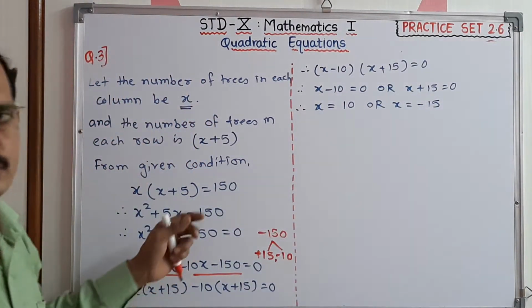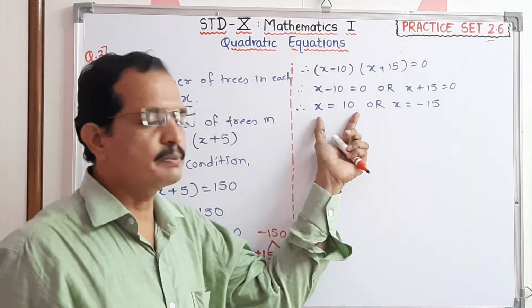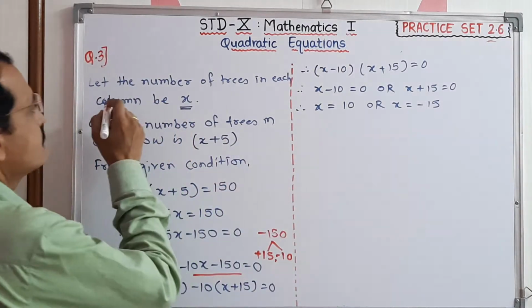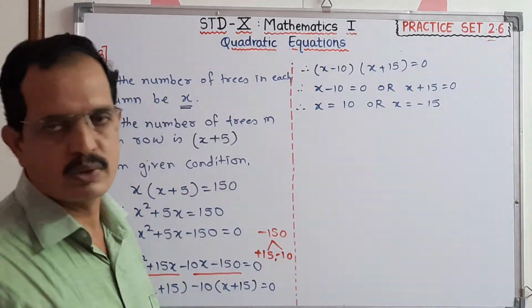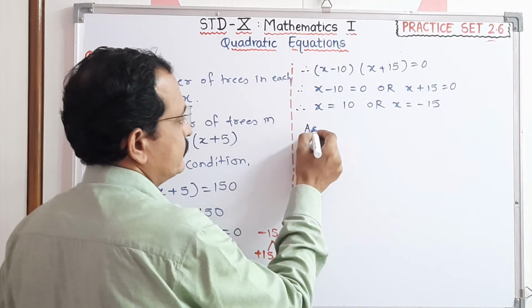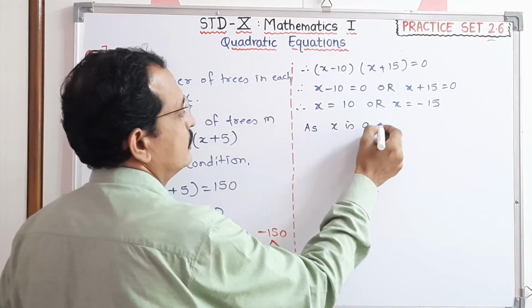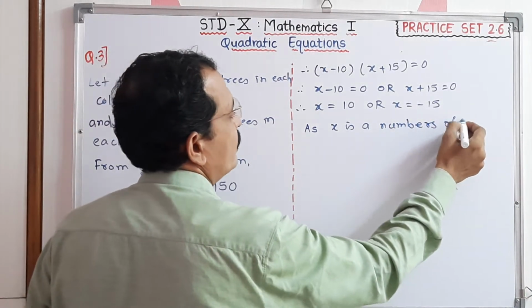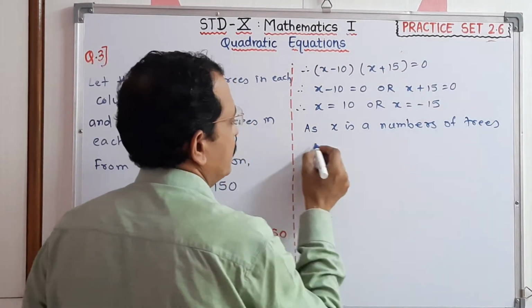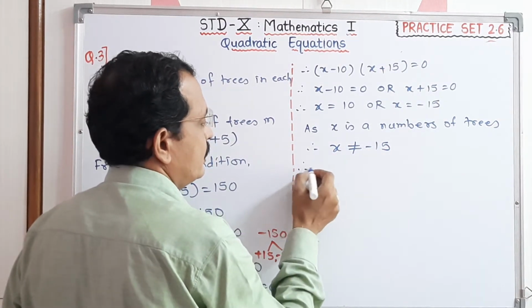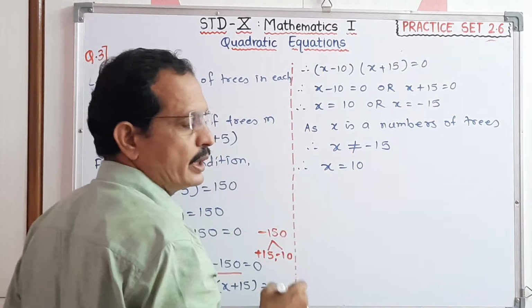We got here two values. One is x equal to 10 and the other is x equal to minus 15. But x is the number of trees and the number of trees is not negative. Therefore, as x is the number of trees, x is not equal to minus 15. Therefore x is equal to 10.